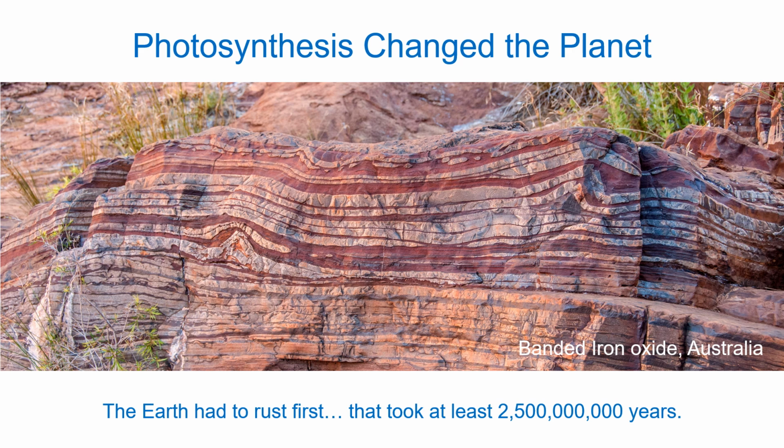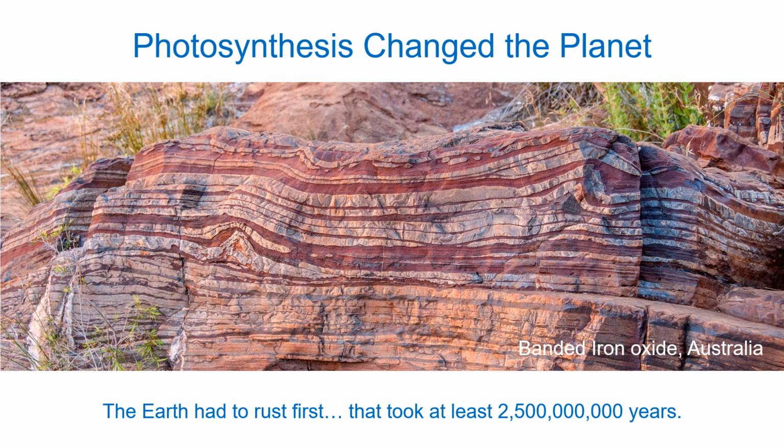But it took a long time to get to those levels of oxygen that multicellular life required. In fact, it took about 2.5 billion years of simple, single-celled photosynthetic organisms spitting out oxygen. Where did all that oxygen go? Well, a lot of it went into basically rusting the planet.